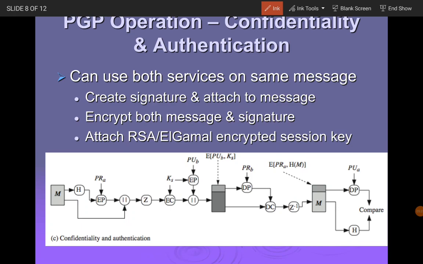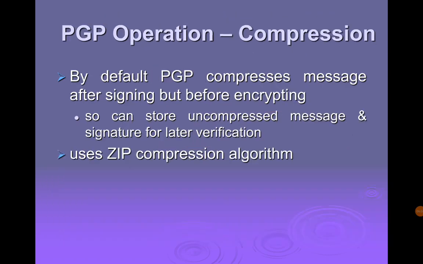Then we move on to confidentiality and authentication. That is, it can provide both services on the same message. So we have to create the signature, and the signature is attached to the message. Then we are encrypting both the message as well as the signature. That is, the hash code is encrypted. Similarly, the message is encrypted. So we are using the RSA or Elgamal algorithm to encrypt the session key.